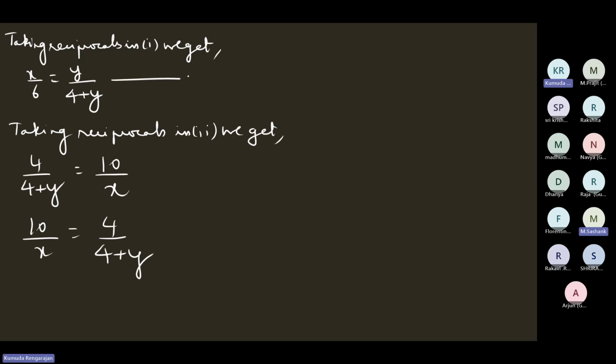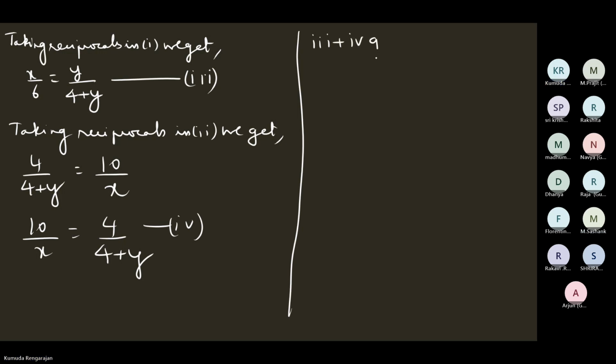Now we'll add these two. You can call this 3. You can call this 4. Now add 3 and 4. 3 plus 4 gives x by 6 plus 10 by x is equal to 4 by 4 plus y plus 4 by, oh sorry, y.